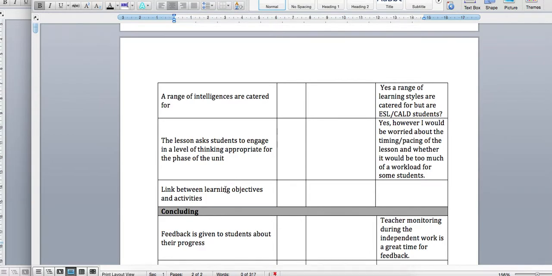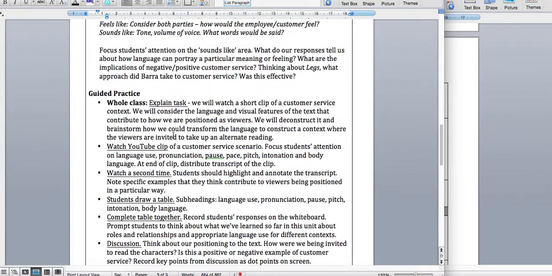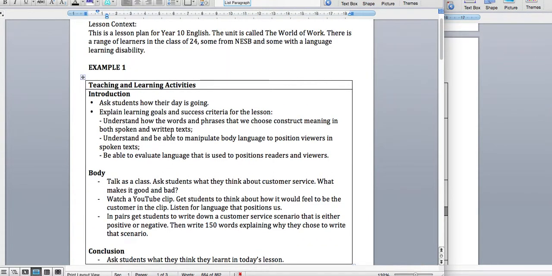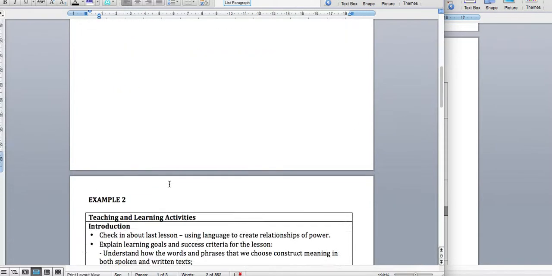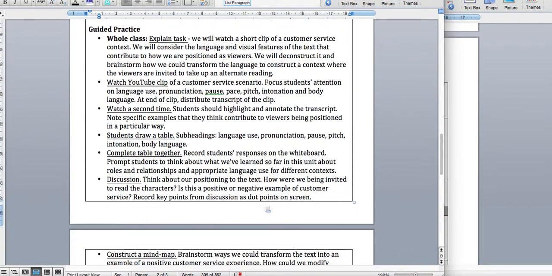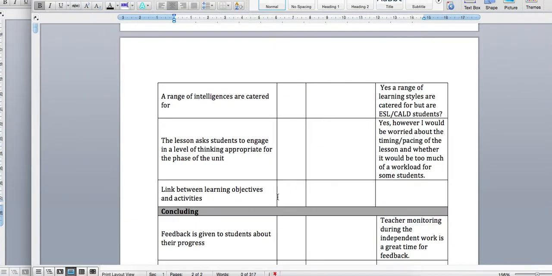Link between learning objectives and activities. There is a link in example 1, but it's not a comprehensive link, and there isn't a whole lot of detail about how language is used to manipulate. There's no mention of body language, so yeah, this one's quite vague. The second lesson does a much better job of making a link between the two.